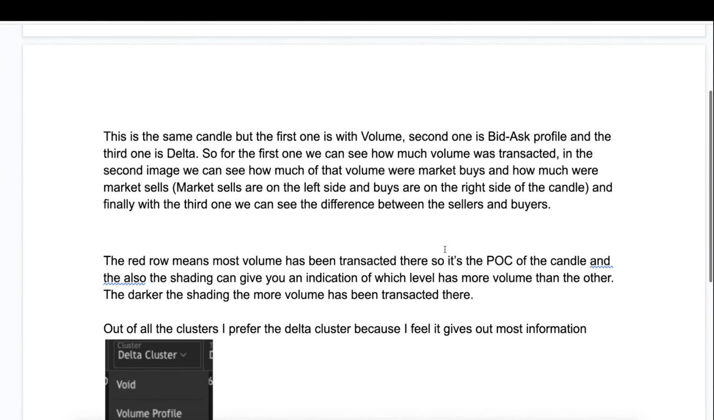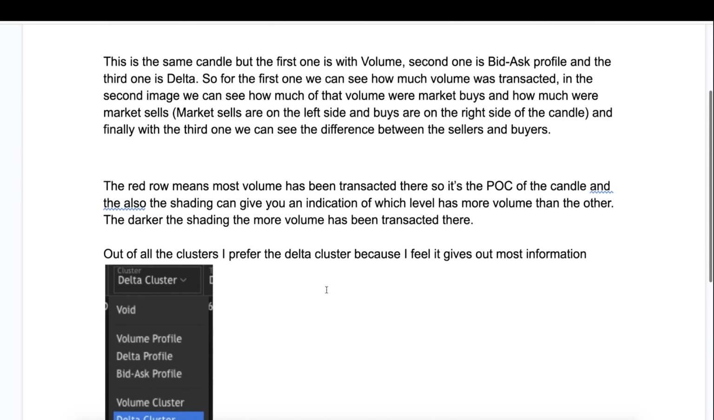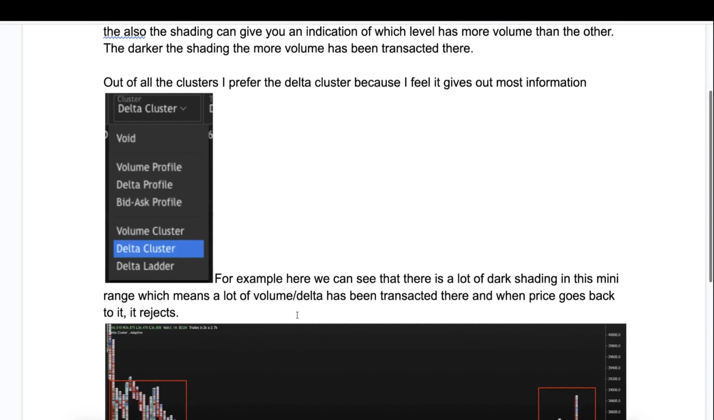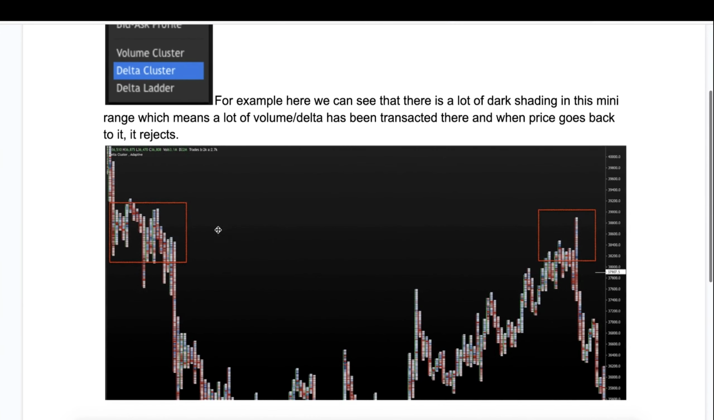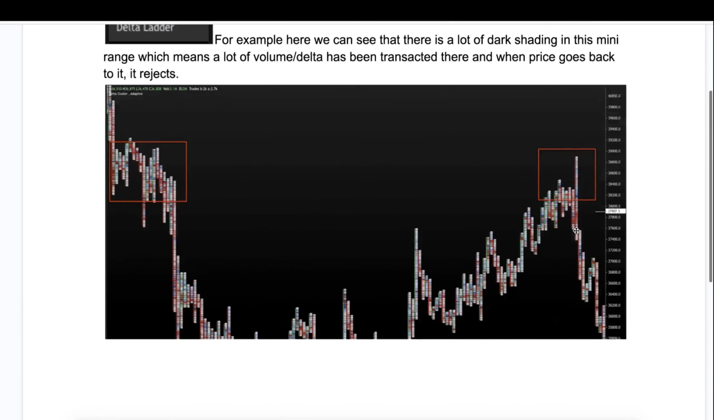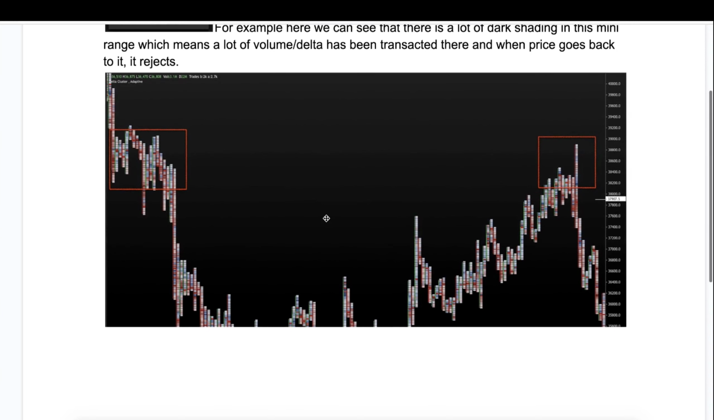Okay, so basically I prefer the delta cluster, and again we can see when there's a lot of dark shading here, it means a lot of volume in delta has been transacted there, and when price comes back up to it, it rejects. Okay, it rejects. Why? Because a lot of traders, well, a number of reasons. Right here, this is just a range, right?